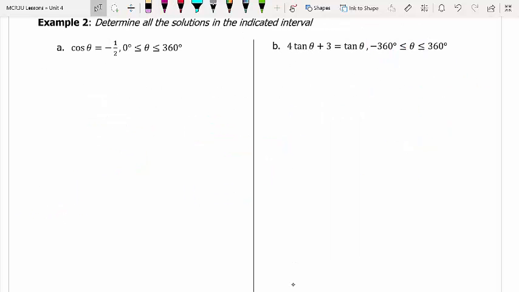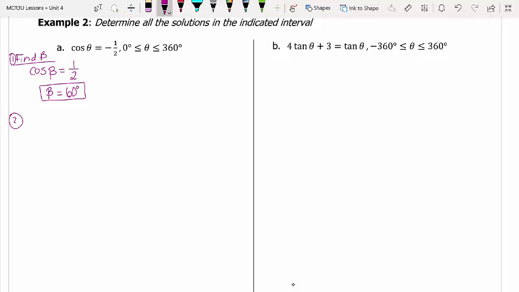Okay, example 2. Determine all the solutions in the indicated interval. So this is kind of like what we did in our last lesson, right? We're given cos theta is equal to -1/2, and we need to solve for theta. So let's start by figuring out our related acute angle. I'm going to do that by taking the positive value of the ratio. Using our special triangles, I know that my related acute angle is 60 degrees.